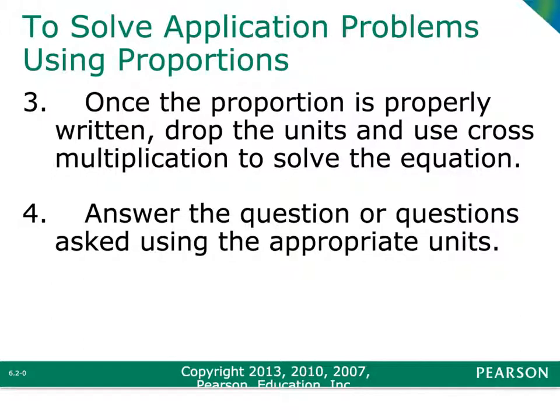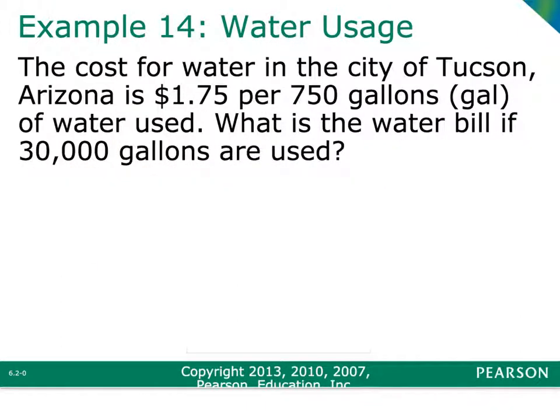Once you have the proportions set up, you can ignore the units, you can use cross multiplication, and you can solve the equation. Once you go to type in your final answer, make sure that your units are the proper units. So, for example, the cost for water in the city of Tucson, Arizona is $1.75 for 750 gallons of water used. So that's a given ratio. We pay $1.75 to use 750 gallons. That'll go on the left-hand side of our equal sign. The question is, what is the water bill if 30,000 gallons are used?